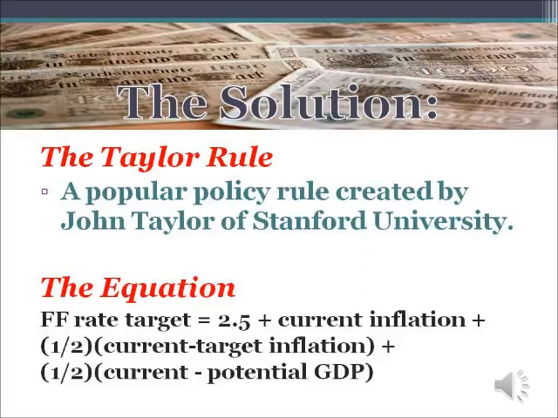The Taylor rule is an equation that says the target federal funds rate should be based on the current inflation rate, the real federal funds rate, a long-run equilibrium rate, the gap between real GDP and full employment GDP, and the gap between actual inflation and the inflation target.